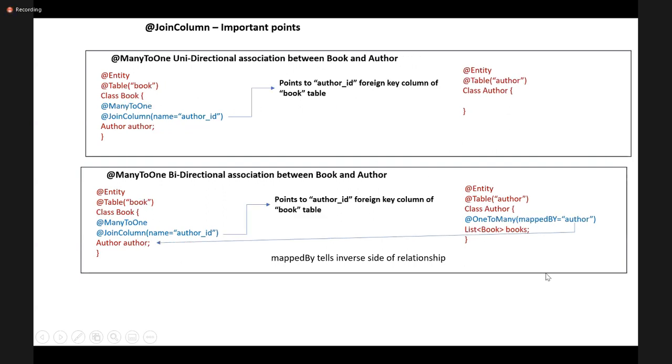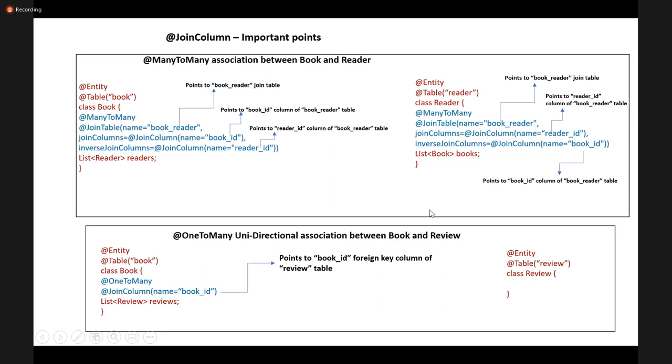Now see, many to one unidirectional between book and author. Now join column refers to the author ID foreign key column of book table. Many to one bidirectional we haven't seen here, because here we have mappedBy. Bidirectional we haven't seen till now. Only unidirectional we have seen. Next is many to many association between book and reader. That's what I told you earlier. So join table, join column, inverse join columns. This points to book reader join table. This points to book ID column of book reader table. This points to reader ID column of book reader table.